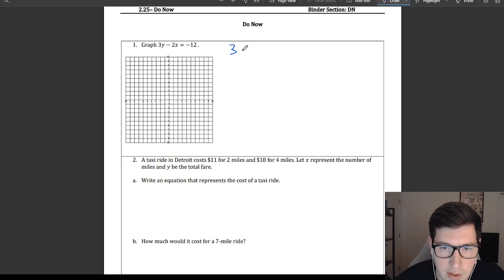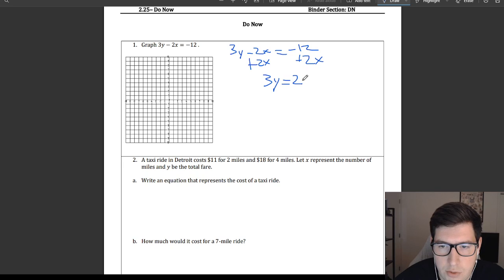So we have this lovely 3y minus 2x equal to a negative 12. And we're going to be adding 2x to both sides. And so I'm going to be left with 3y, which is equal to 2x minus 12. And from here, again, we want to multiply by a reciprocal. So we're going to multiply both sides by 1/3.